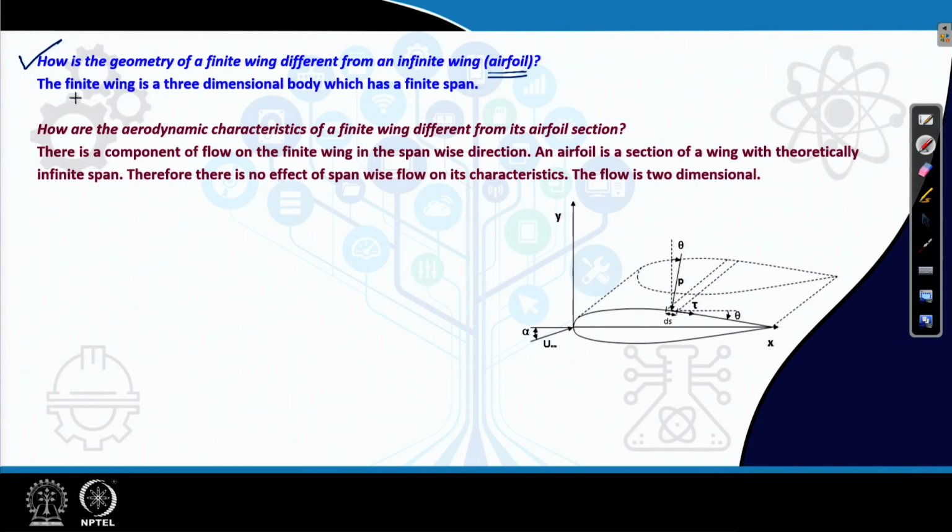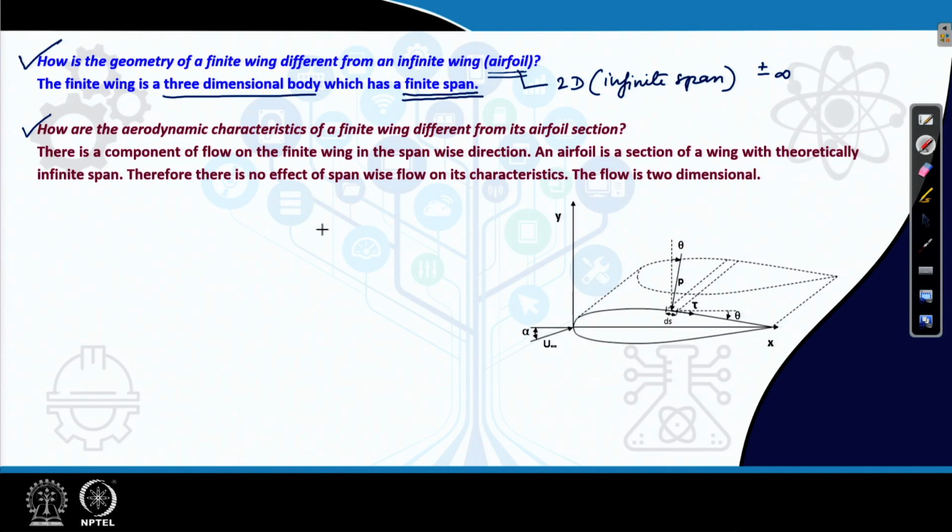The answer to this question is that a finite wing is a 3-dimensional body, while the airfoil was a 2-dimensional one, with its span moving to plus minus infinity. And because it is a 3-dimensional body, it has a finite span. So, in the span-wise direction, there are ends to this body.